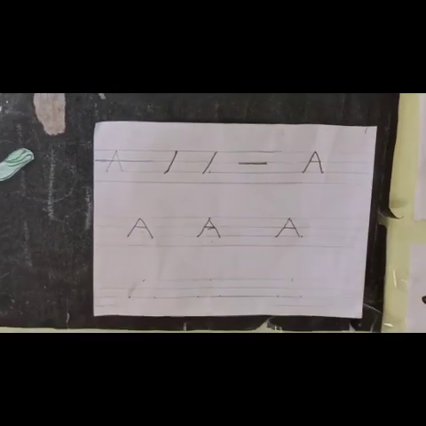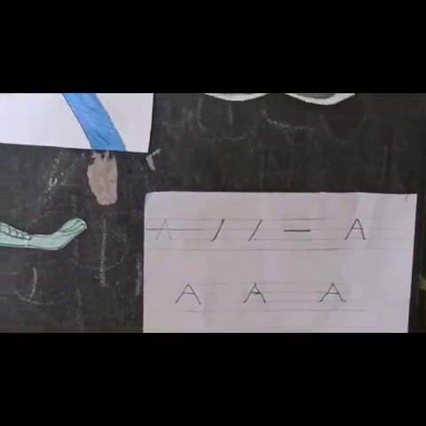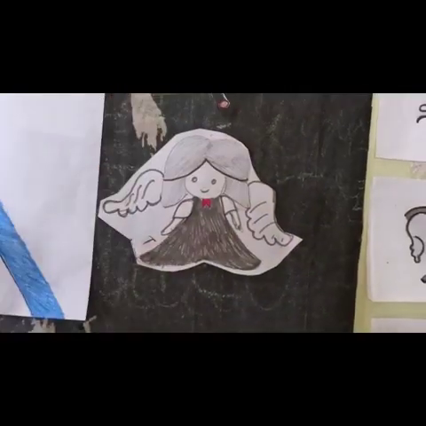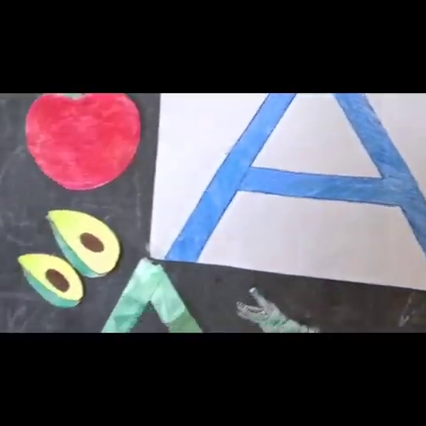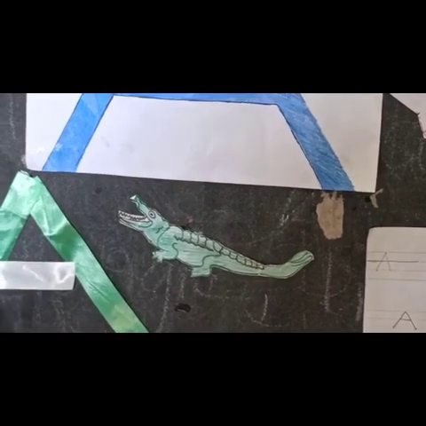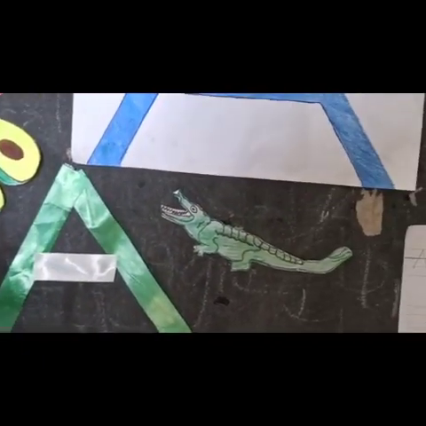A for apple, aeroplane, ant, avocado, alligator. Two slanting lines and one sleeping line make A.